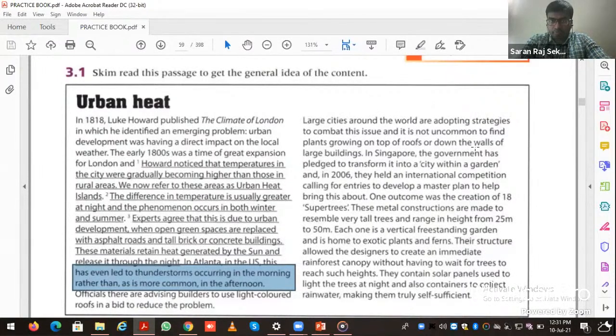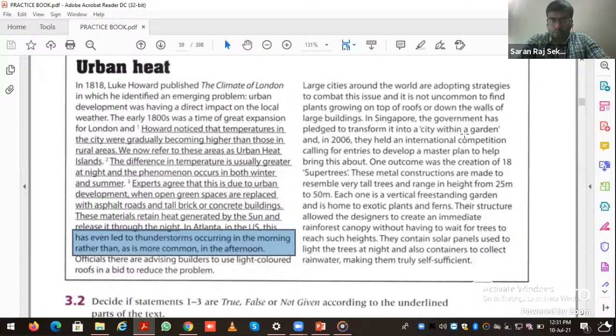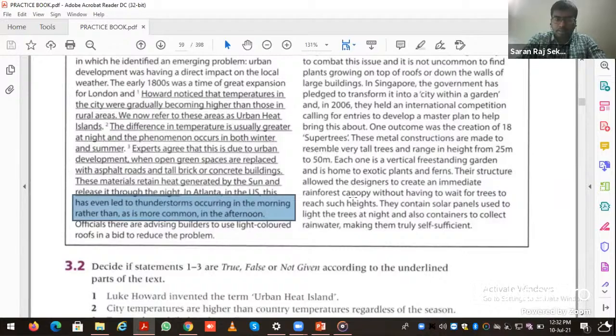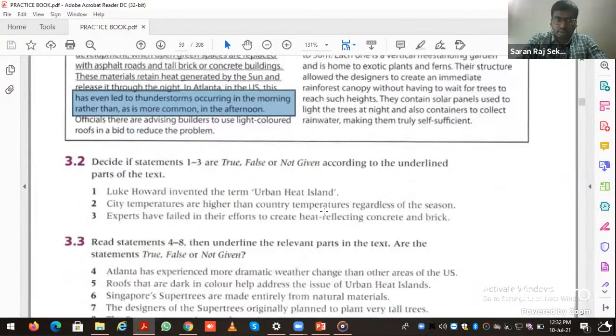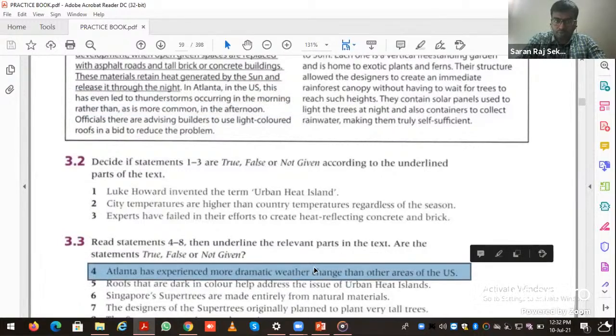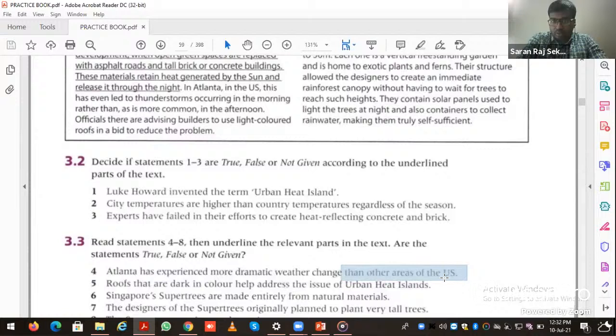They have said something about the roof walls of the large buildings, and they have gone to Singapore, and they're saying something about the competition. So you can clearly see that only half of the information is given. In this case, the answer for the fourth question is not given, because half of the information is given and half is not, since they haven't compared to the other areas of the US. Remember one thing for not given questions: for true, the whole information should be given in the passage. If half is given and half is not, then it is not given. So the answer for the fourth one is not given.